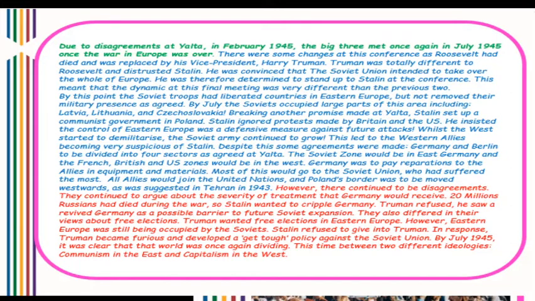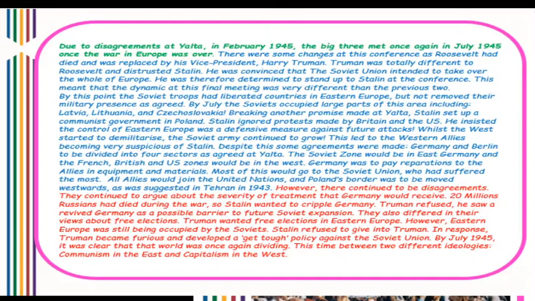By this point, the Soviet troops had liberated countries in Eastern Europe, but not removed their military presence as agreed. By July, the Soviets occupied large parts of this area, including Latvia, Lithuania, and Czechoslovakia, breaking another promise made at Yalta. Stalin set up a communist government in Poland. Stalin ignored protests made by Britain and the US. He insisted the control of Eastern Europe was a defensive measure against future attacks, whilst the West started to demilitarize. The Soviet army continued to grow. This led to the Western allies becoming very suspicious of Stalin.